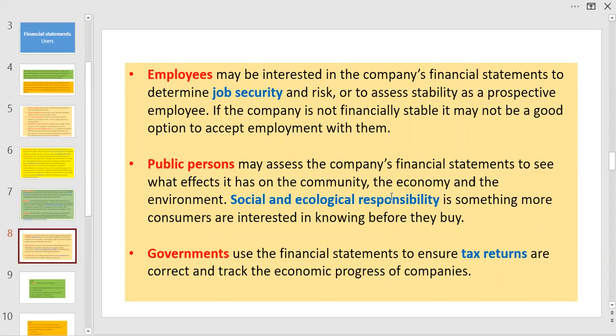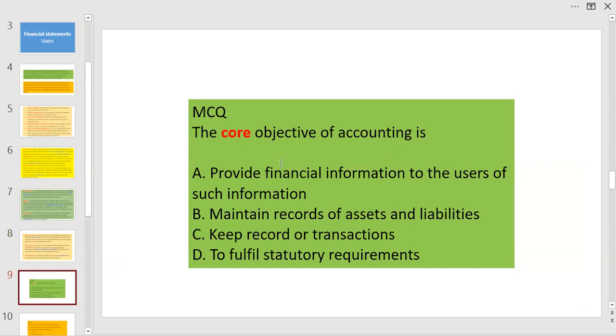Let's look at some questions to get further understanding of the subject. The core objective of accounting is: A. Providing financial information to the users of such information. B and C are referring to the process of accounting. D. A limited usage by law enforcement bodies. So the main objective of accounting is providing financial information to all its users, or for the benefit of all users.